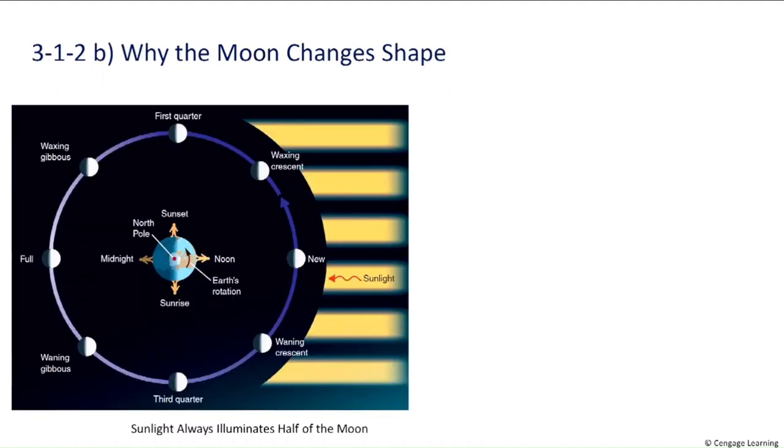So we just learned the moon always keeps one face toward Earth. But that face doesn't always look the same. Why? Let's find out by looking at the moon's changing shape.